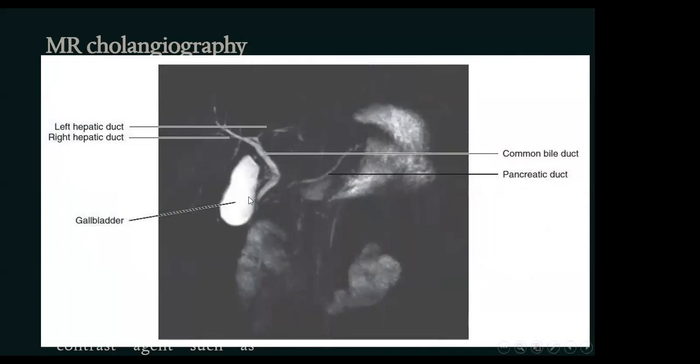Here also, this is the gallbladder. These are the right and left hepatic ducts forming the common hepatic duct, and after joining the cystic duct, it forms the common bile duct, which drains into the duodenum.